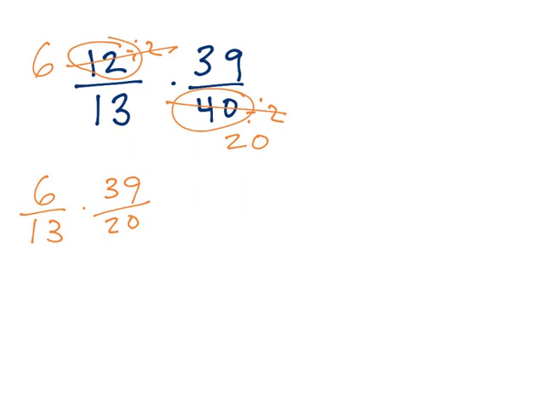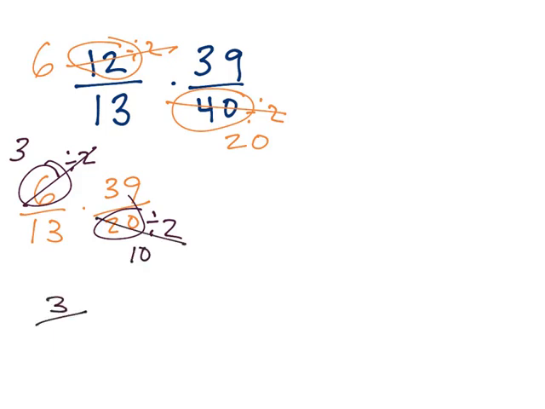Awesome. There's no wrong first step. It might take you a couple more to get there, but that's fine. Again, I see 6 and 20, they're both even. Let's divide by 2 again. Okay, so 6 divided by 2 is 3. 20 divided by 2 is 10. So now I have 3/13 times 39/10. So right there, that makes this problem a lot nicer. If you're ready to multiply, you can multiply.